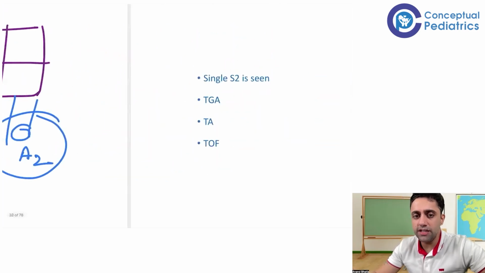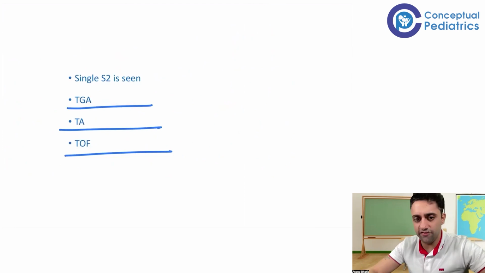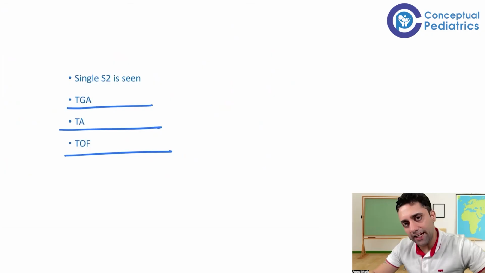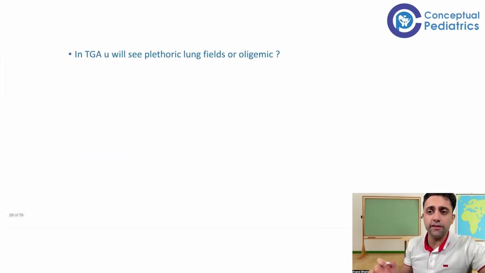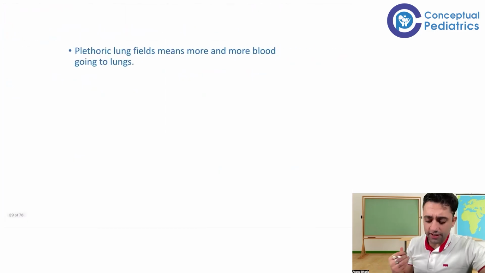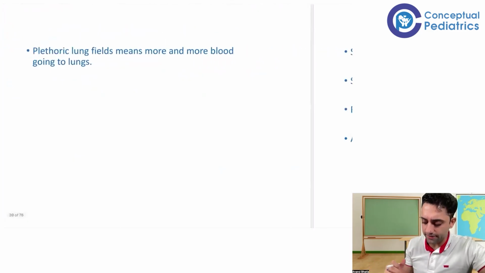So TTT, just remember TGA, truncus arteriosus, and TOF. In TGA and truncus arteriosus and tetralogy of Fallot, you will have a single second heart sound. Please remember that. Yes, so this is all we have done. Everything we have spoken about is done and dusted.